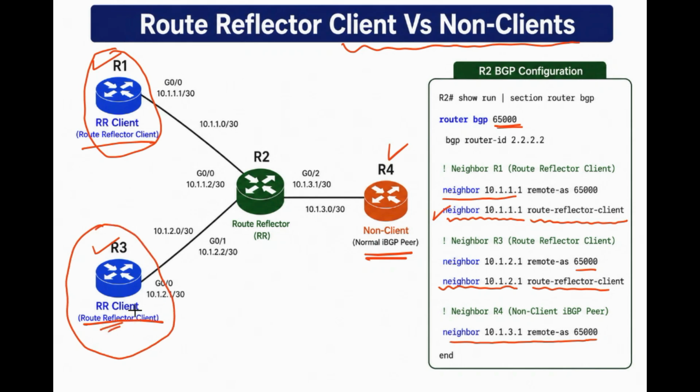But if you look carefully at R4, you will see that you just have a neighbor command, neighbor 10.1.3.1, and the remote AS is 65000. You don't see any configuration for route reflector client. So this means R4 is a non-client, because it does not have the route reflector client configuration statement.